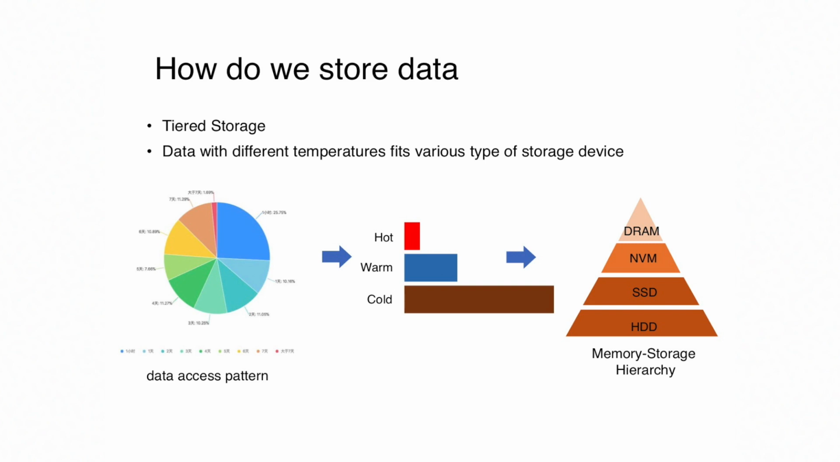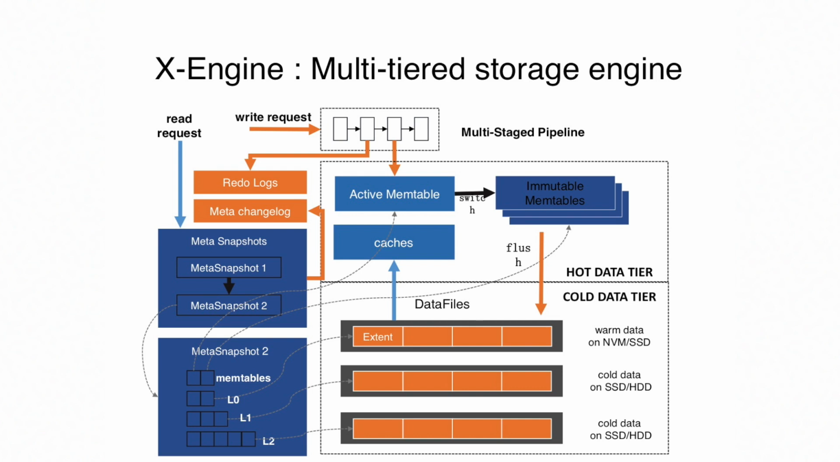Thus, we partition the storage into multiple tiers for data with different temperatures. This design allows us to use different modern storage devices for different layers. So here's the architecture of X Engine. We use a refined log-structured merge tree to implement the X Engine because the structure is a natural choice for this tiered design. So how do we refine it? Basically, we have applied a series of optimizations in X Engine to improve the performance of reads and writes.